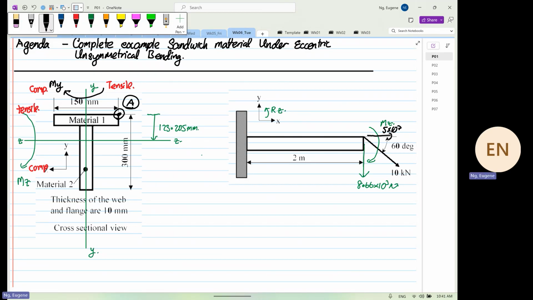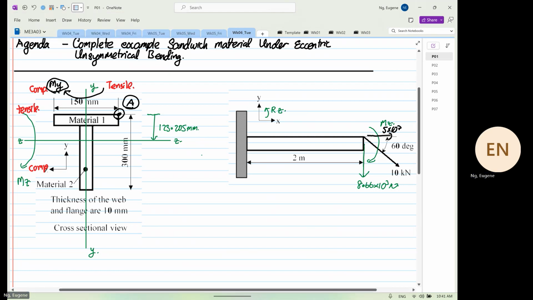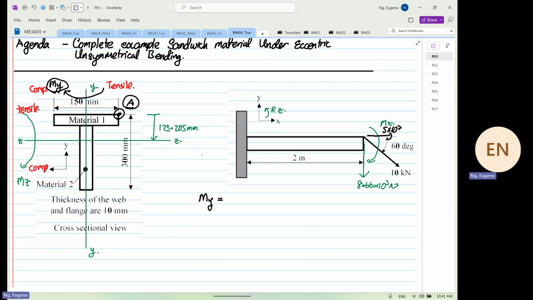We are aware there's a moment in the Y axis. So moment about Y will be equal to 5 times 10 to the power 3 multiplied by a perpendicular distance of 0.15 divided by 2. So when we write that, 5 times 10 to the power 3 times 0.15 divided by 2, we have 375 Newton meter.